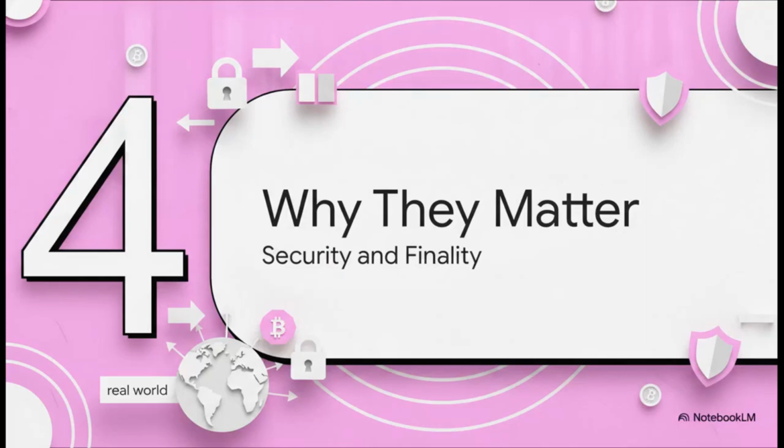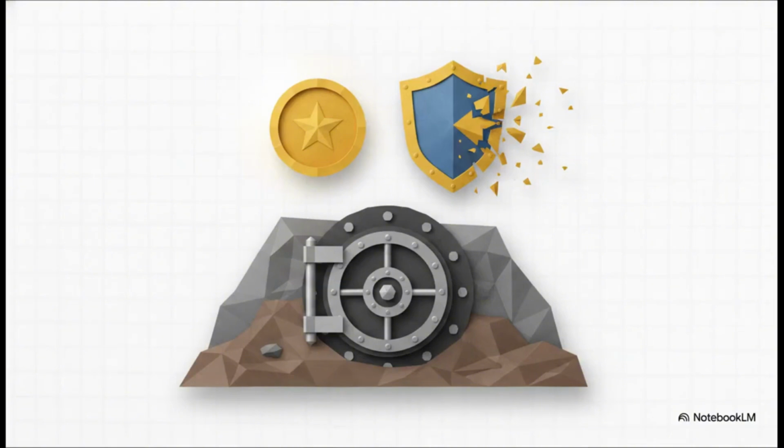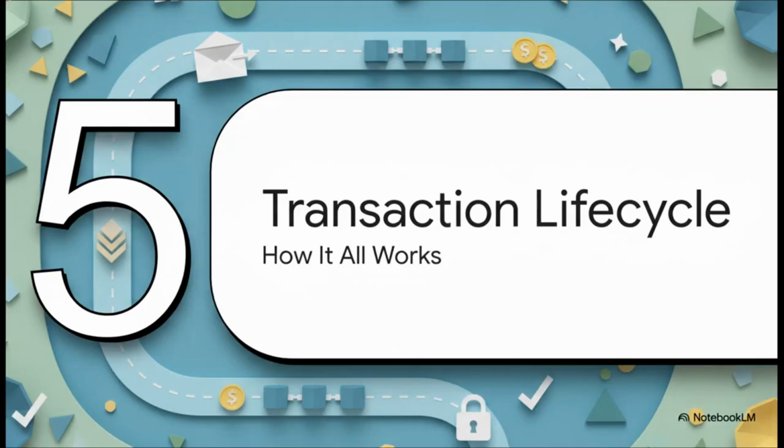Which brings us perfectly to Section 4, why confirmations matter for security and finality. Confirmations are the absolute bedrock of network trust. They protect you from fraud, they prevent what's called double spending, meaning someone can't use the exact same digital coin to buy a cup of coffee and a car at the same time, but most importantly, they ensure a transaction is mathematically final. This is exactly why almost all crypto services wait for one or more confirmations before they officially accept a transfer.